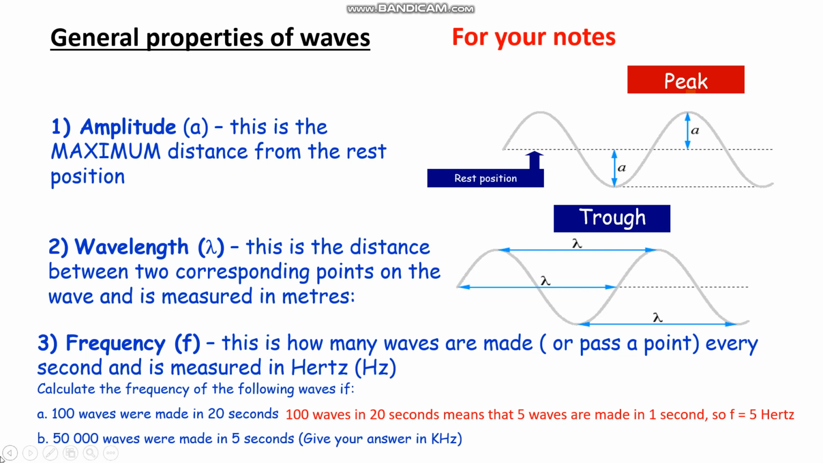Part B is exactly the same. The frequency is the number of waves divided by the time. So 50,000 divided by 5 gives you 10,000. But notice this time it wants the answer in kilohertz. 1 kilohertz is 1,000 hertz, so the answer would be 10 kilohertz.